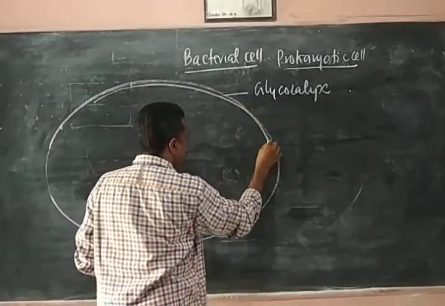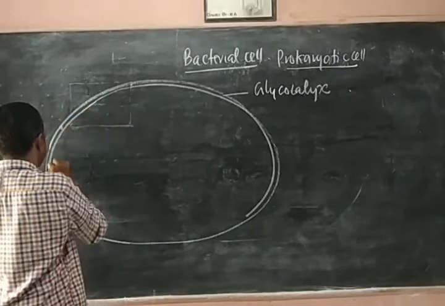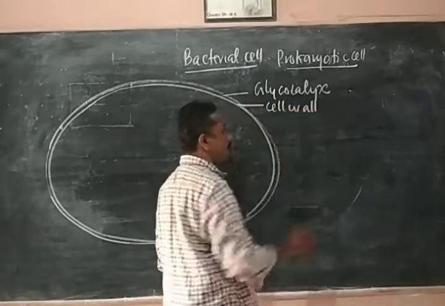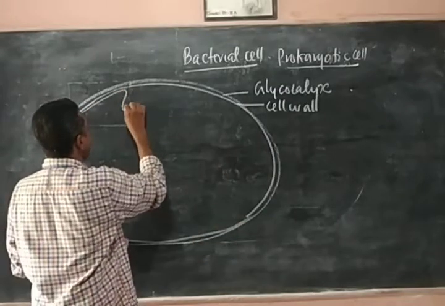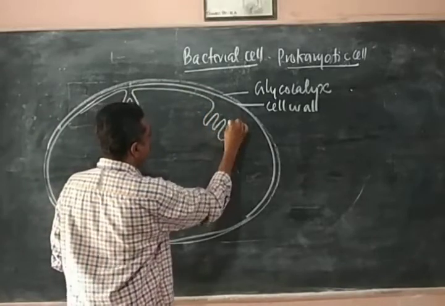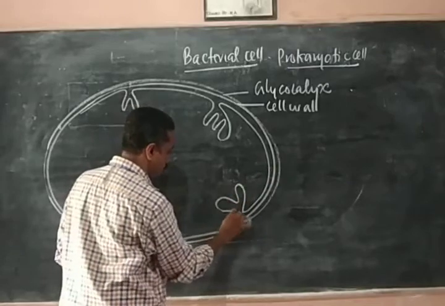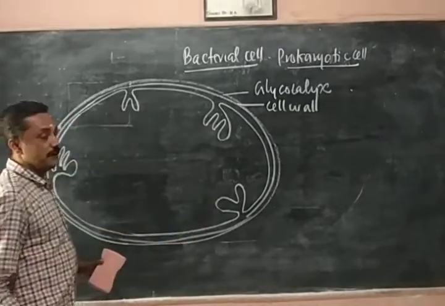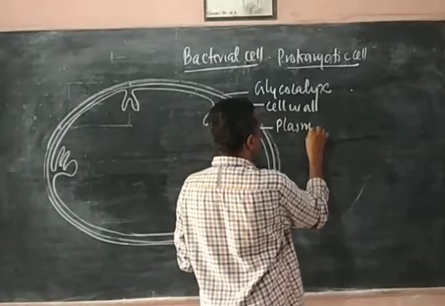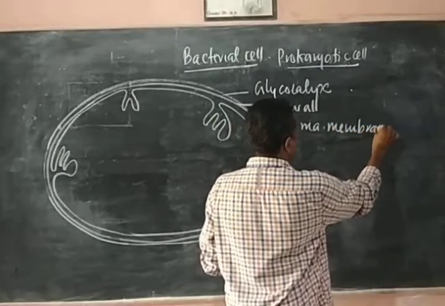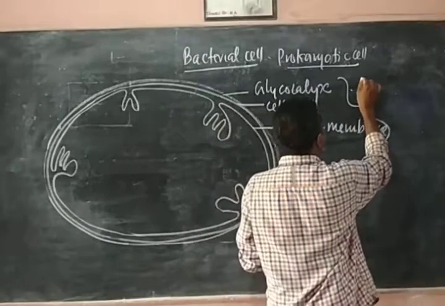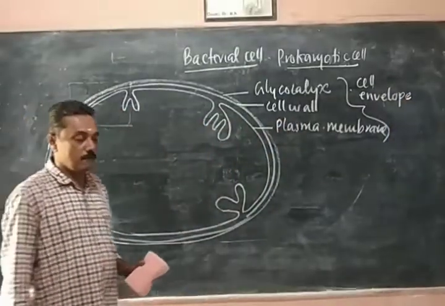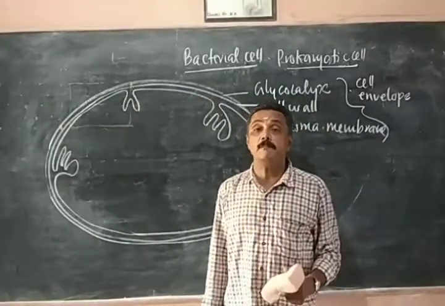Inner to that there is a cell wall. Inner to that there is a plasma membrane with foldings. The plasma membrane is there with foldings like that. So the bacterial cell is covered by a 3-layered covering, and these 3 together are called the cell envelope.